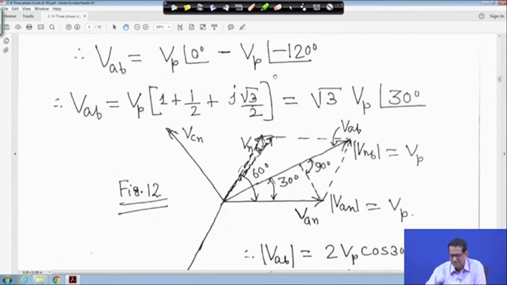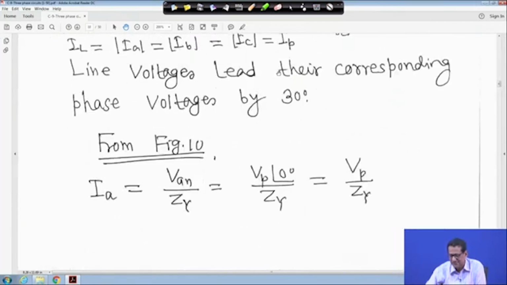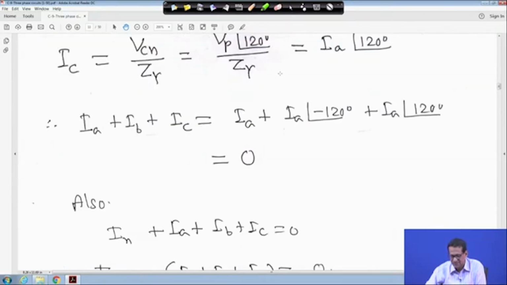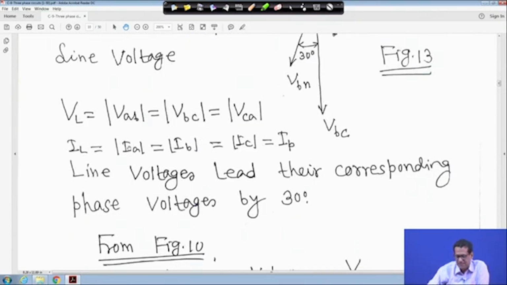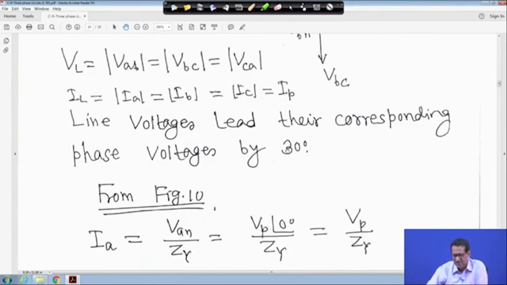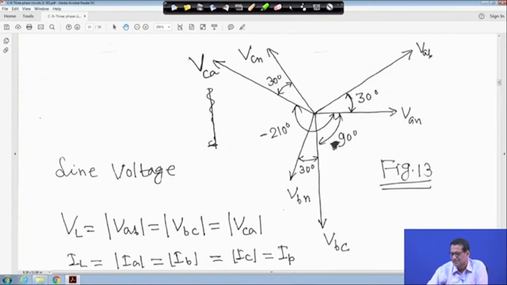So in this case, line current magnitude is equal to phase current. So line current is equal to phase current magnitude, and line voltage magnitudes VAB, VBC, VCA are all the same, and the magnitude of line current, magnitude IA, IB, IC, is equal to the phase current. I told you, for the star case, line current is equal to phase current. Now line voltage leads the corresponding phase voltage by 30 degrees, that we can also see from the phasor diagram.